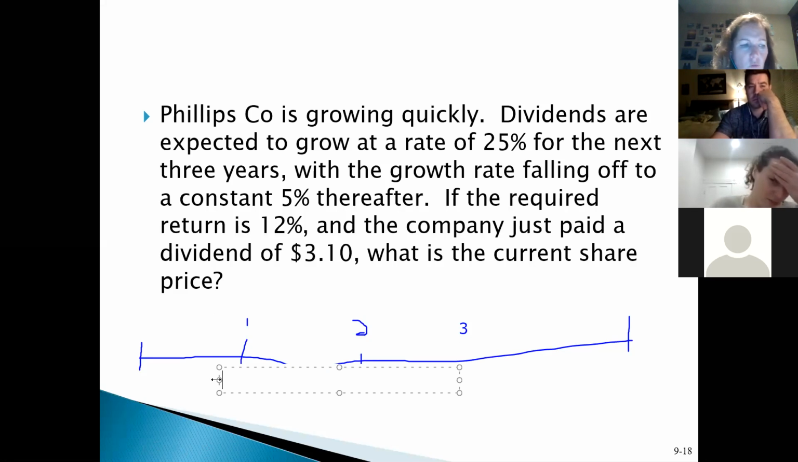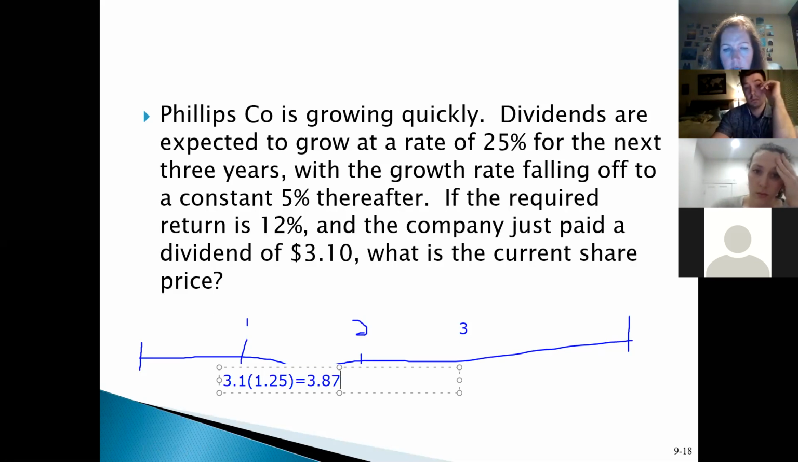Okay, so in year 1, I have a dividend of 3.10 today. So my dividend a year from now is going to be 3.1 times 1.25, which is equal to 3.875. Okay, Rebecca, does that make sense to you? How we get the dividend? Yeah, I got the first 2 years. I don't know how to do the last.